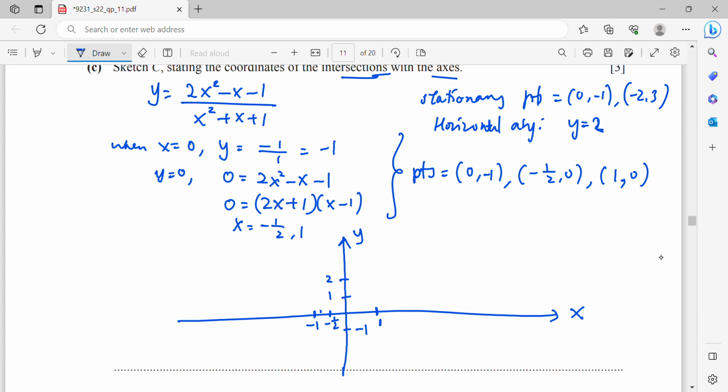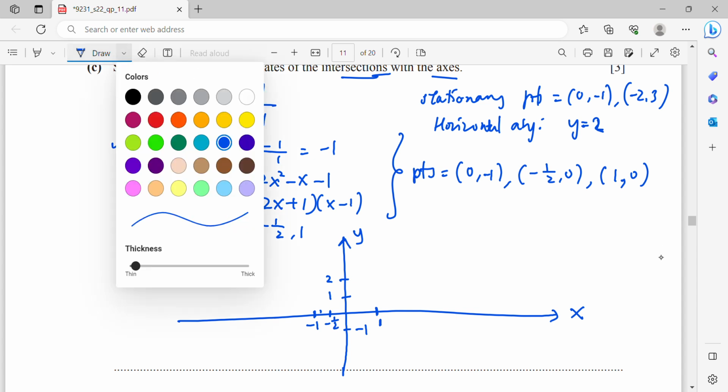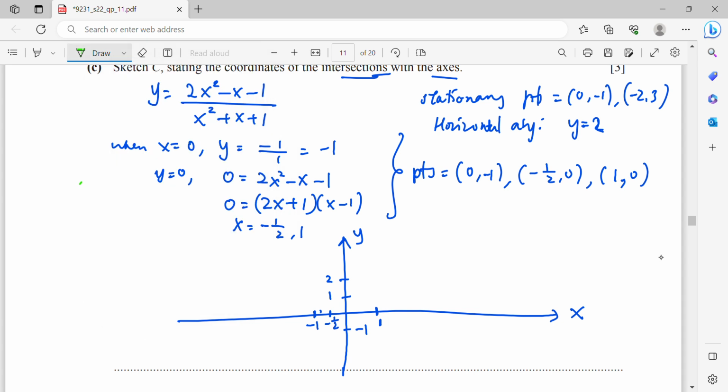Okay, so now I mark the points. 0, minus 1. And then minus half, 0. Then 1, 0. The asymptote is at y equals 2. This is my horizontal asymptote. Don't forget that I have a stationary point at minus 2, 3. So let's say here is minus 2, and here is 3.